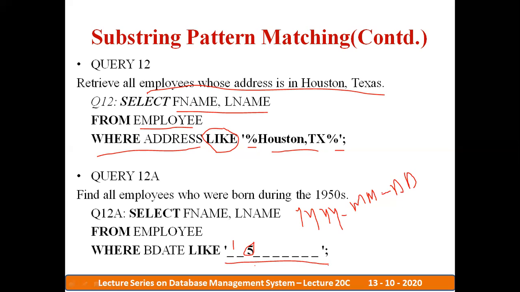Okay, so after the 5, totally there are 7, including 1 for the hyphen after the year and the hyphen after the month, and the date. So whenever you know exactly how many characters are there, better use the underscore. If you don't know how many characters will appear, better go for the percentage symbol.